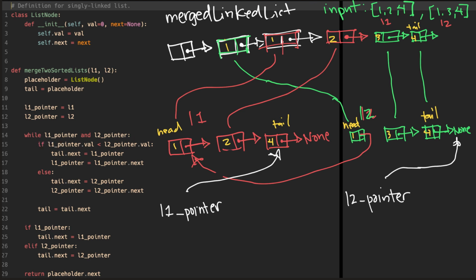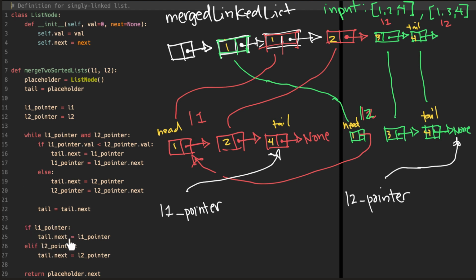So at this point, we have our L1 pointer pointing to a node that's not null, but we have our L2 pointer pointing to a null node or pointing to none. So this condition is actually going to resolve to false, but we still have a value left in this L1 linked list. So we're finished with the L2 linked list, but one of them still has a value that we need to add to our merged linked list. So this code, this while loop finishes. And that's what this code here is for.